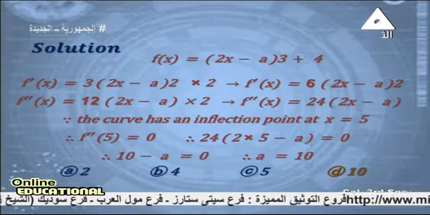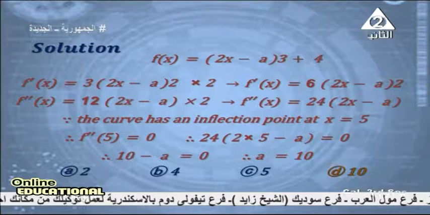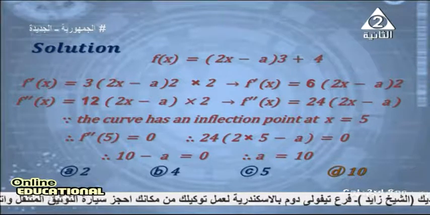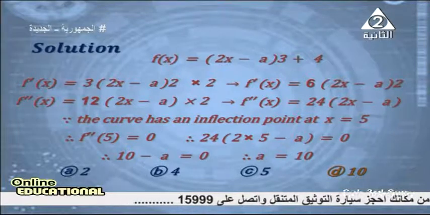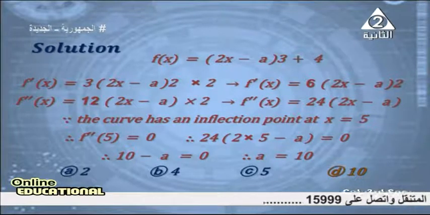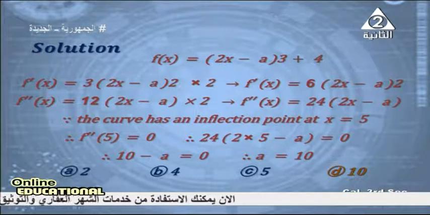Then when the function f of x equals (2x minus a) all to the power 3 plus 4 has an inflection point at x equals 5, then the value of a must equal 10. Another example.